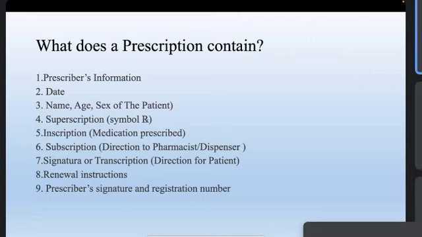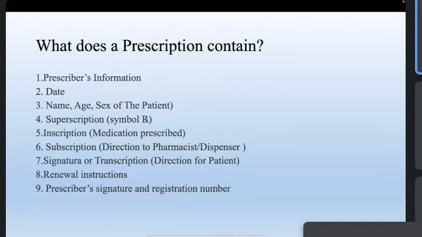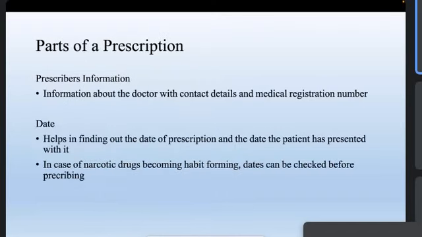Out of all this, we may not see commonly two things. One is subscription, that is direction to the pharmacist. Second is renewal instructions. This is usually not seen now, but a classic prescription will have all these elements in it. Okay, so the parts of prescription.